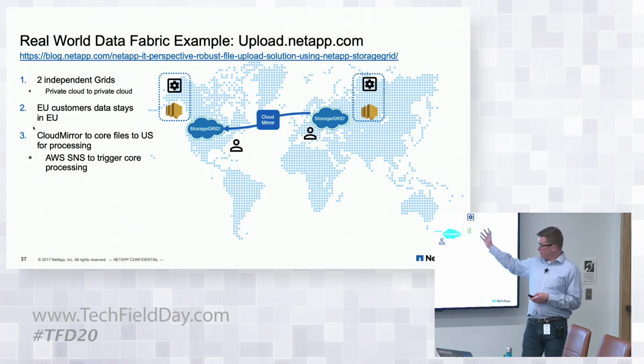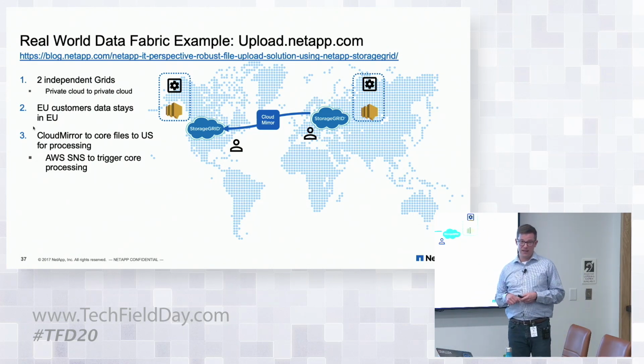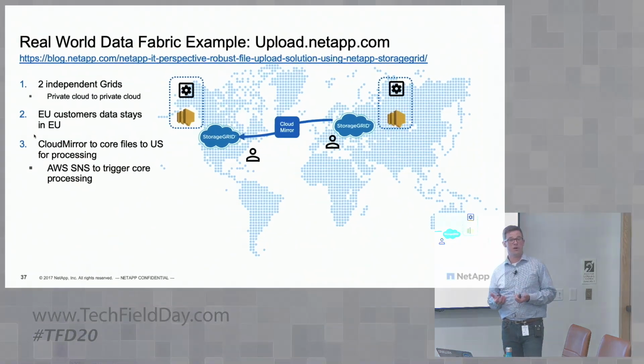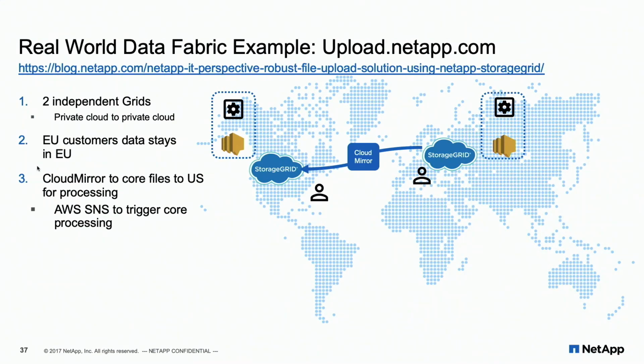So now our dev staff has created upload.netapp.com. It's using S3 multi-part upload. So it's taking that object, chopping it up into a bunch of little pieces. It streams it out. If it fails for some reason, it'll pick up right where it left off. You can actually start it on one laptop and finish it on another. And the other cool thing it does is it adheres to European data locality rules.